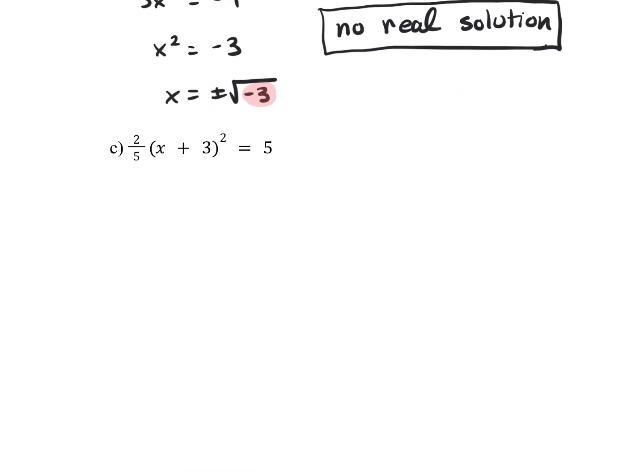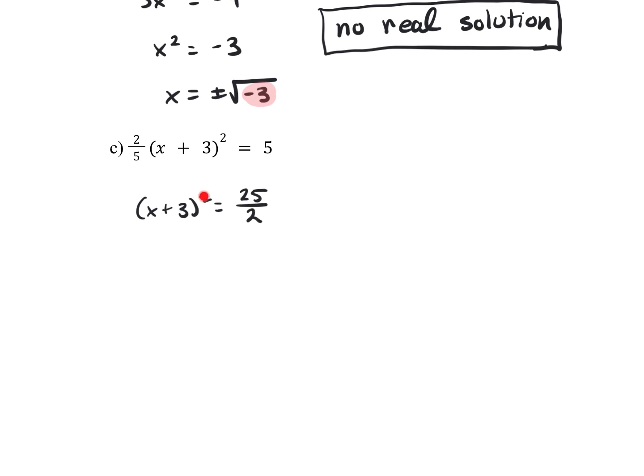Now let's look at example C. So I know that for this one, we do have an x term and not an x squared term, but we have a binomial that is squared. So we can kind of treat this as a single squared term. So let's try to isolate our squared term. I can do that by multiplying both sides by 5 and then dividing by 2. And so that gives me x plus 3 squared equals 25 over 2.